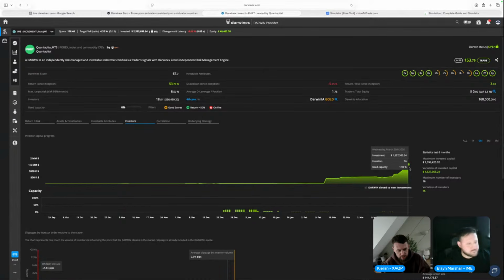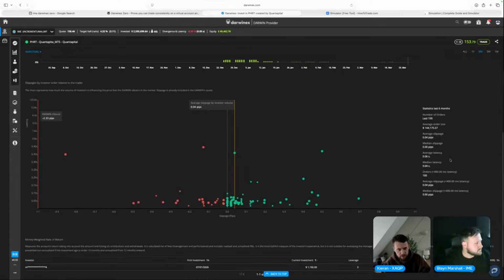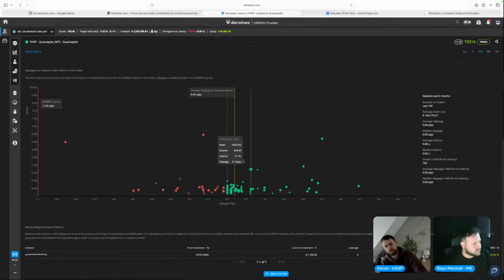Scroll down. Average slippage by investor volume, 0.04 pips. Yeah, that's unbelievable. His average slippage is actually positive. So you're using 2%. So his real-time cap is about 100 million as of right now, based on this, which is phenomenal. I think that's pretty impressive, especially positive slippage on gold lately.